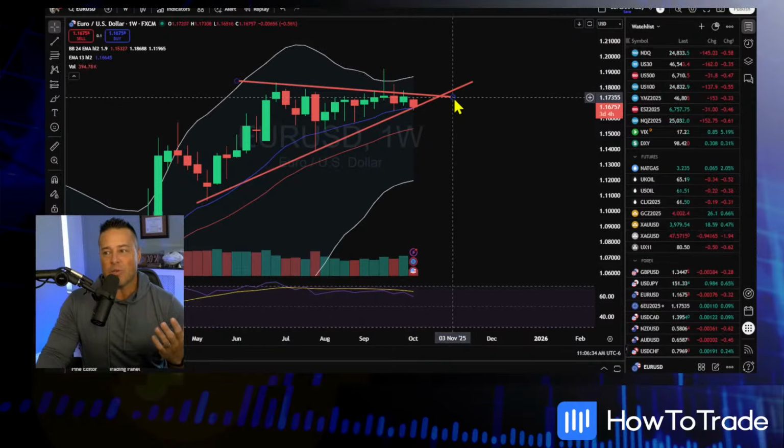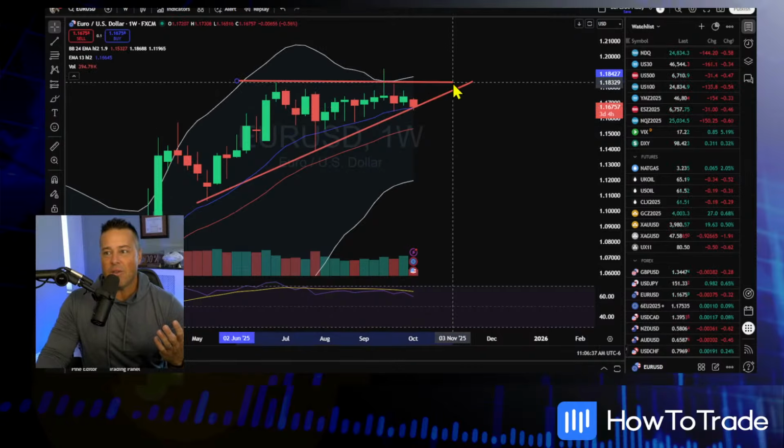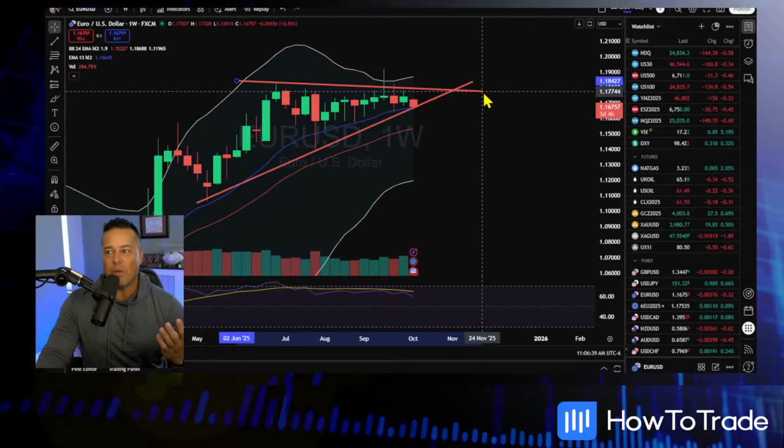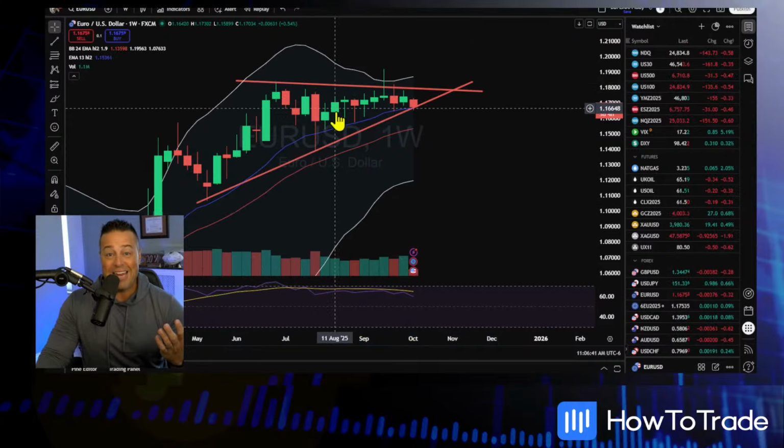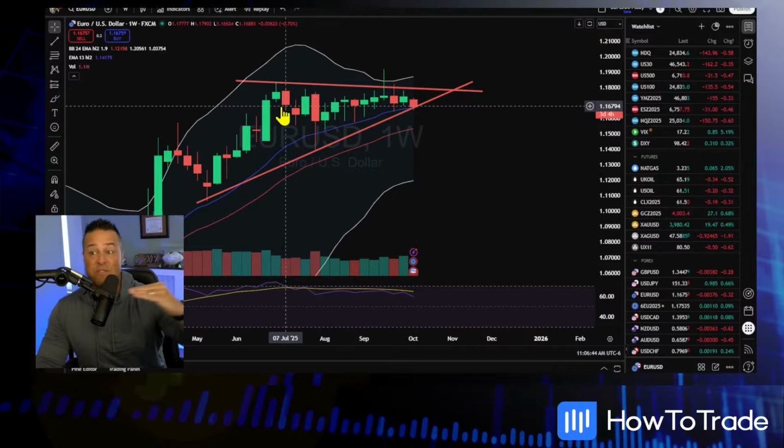So with this upper trend line, I don't care if you're drawing it down there. I don't care if you've elevated it up to here. The biggest thing we've got to remember is that price is tightening up. It's not moving directionally, and it has flattened out.